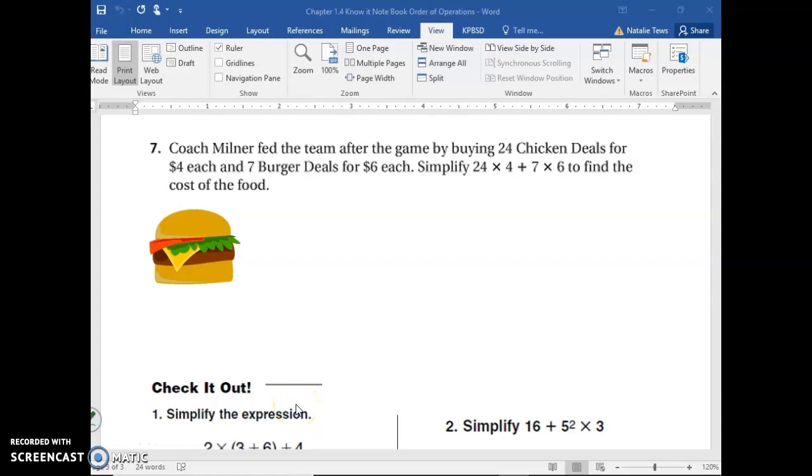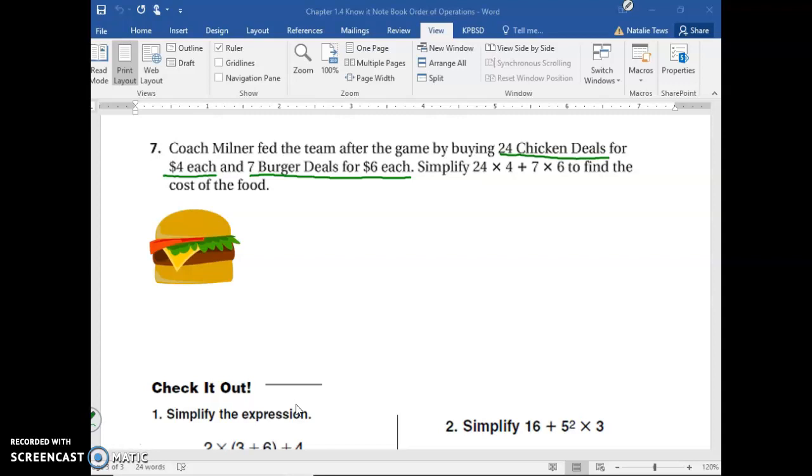Okay, so we have a story problem. What's our first step we always do? We're going to read it and underline important information. Okay, so you underline while I'm reading. Coach Milner fed the team after the game by buying 24 chicken dills for $4 each, 7 burger dills for $6 each. Simplify 24 times 4 plus 7 times 6 to find the cost of the food.